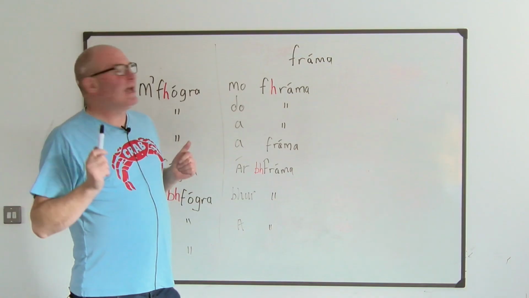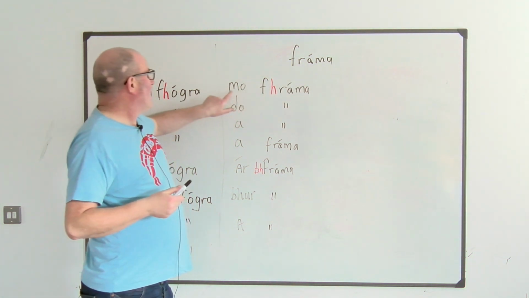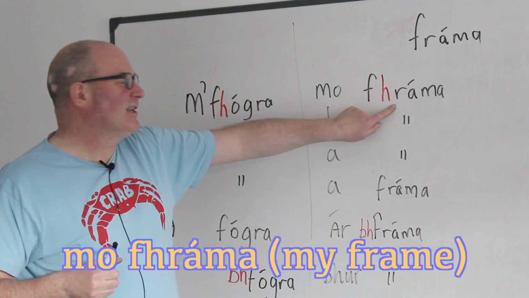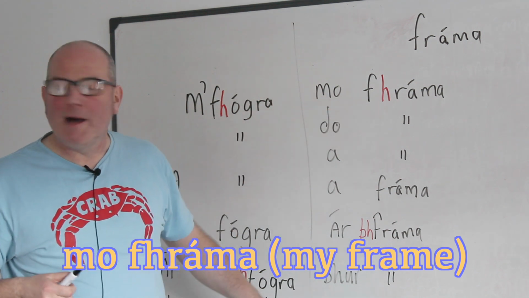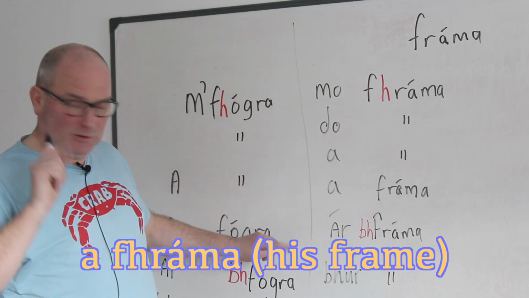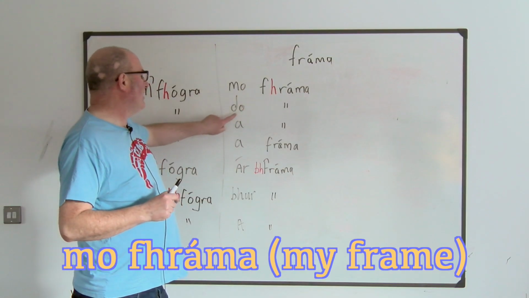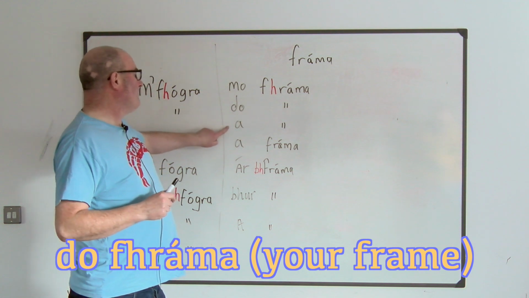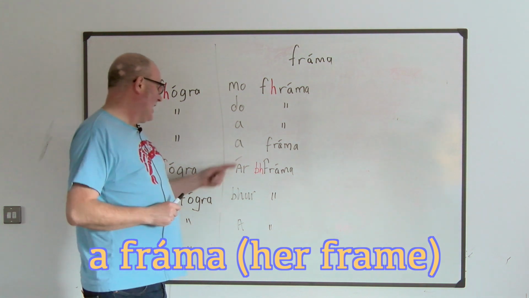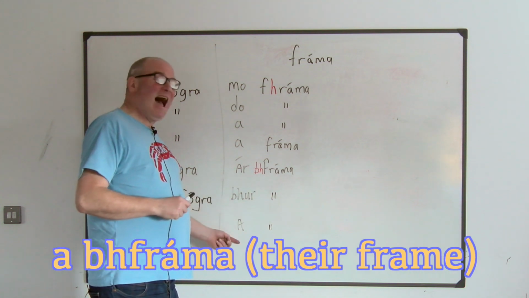But if we take a word like frama, the word for a frame, when you put mo there, it's not hitting a vowel sound, it's hitting an R sound. So it becomes mo fhrama, do fhrama, a fhrama, but a frama for her frame. So mo fhrama, my frame, do fhrama, your frame, a fhrama, his frame, a frama, her frame. And then we get into the plurals. Ár bhframa, bhur bhframa, a bhframa.